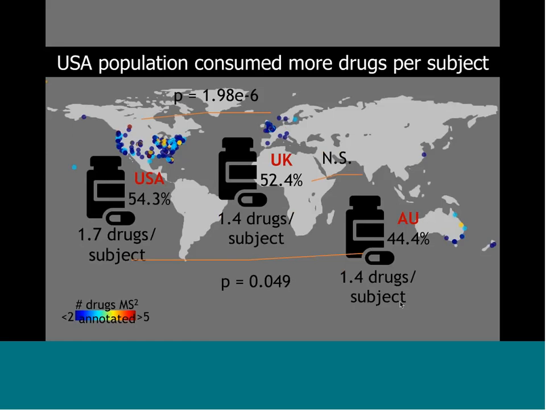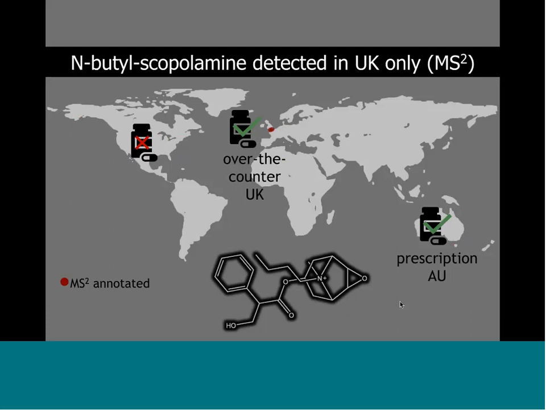We can also look at the number of drugs that people are taking, and we can provide statistics for it. And in this case, we clearly show that the number of drugs per subject in the United States is much higher than other parts in the world. We can look at individual drugs as well, and here's an example of scopolamine. We can look at the distribution, and we can only find it in the UK. Now, it turns out that this molecule is approved as an over-the-counter drug in the UK. It's approved in Australia as a prescription drug and not approved in the United States, and that's probably the reason why you only see it in the UK.